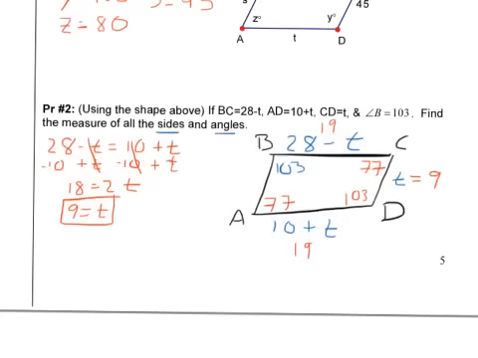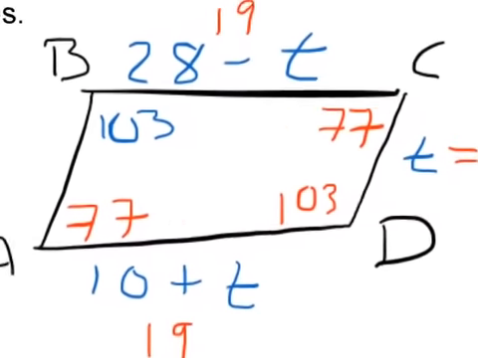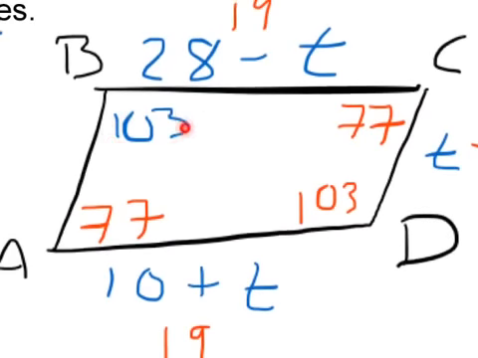Okay, let's talk about the angles first. Let's zoom in here. We knew that this one was 103. And so right away I knew the opposite angle here is also 103 because opposite angles in a parallelogram are congruent. And then I knew these two had to be supplementary, so I just said 103 plus what equals 180? Well, it's going to be 103 plus 77 equals 180. So if this is 77, then this one's 77.